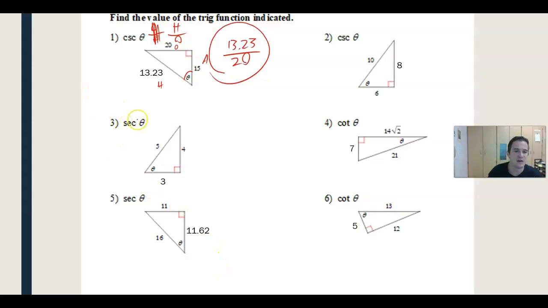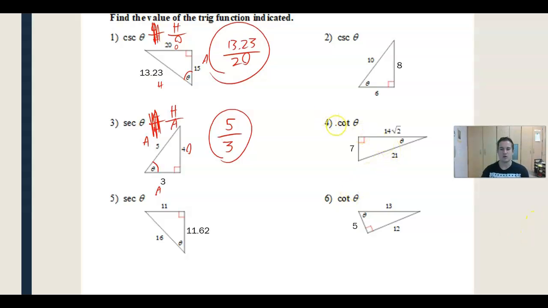Let's do a secant one. Secant is the opposite of cosine. Cosine is adjacent over hypotenuse. So secant is going to be hypotenuse over adjacent. There's adjacent, opposite, and hypotenuse. So the secant of this angle right here is 5 divided by 3.